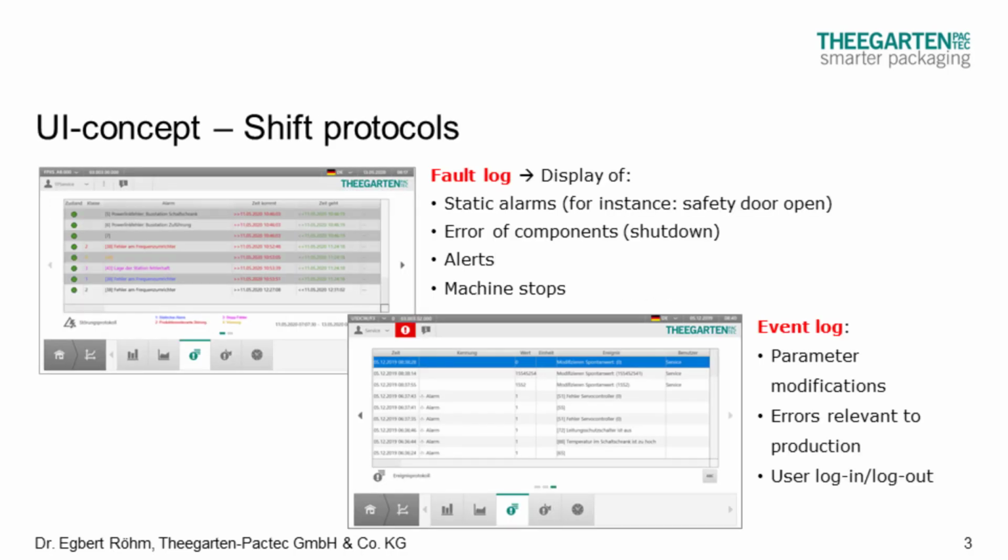Aspects of a modern UI concept: shift protocols. An example of the statistics functions implemented in the user interface is the shift log. Here, different events and disturbances can be recorded in their frequency. Furthermore, this function also offers the possibility to record events. This makes it possible, for example, to record changes of machine parameters and to assign these changes to specific operators.